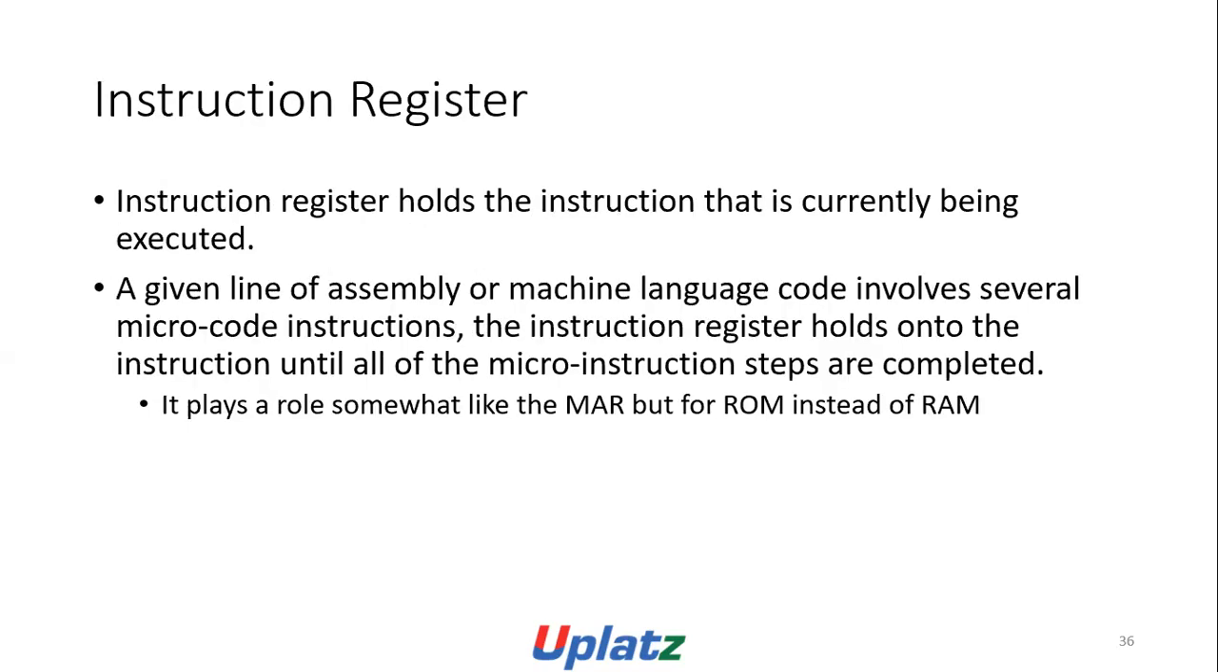The instruction register holds the instruction that is currently being executed. A given line of assembly or machine language code involves several microcode instructions. The instruction register holds on to the instruction until all the microinstruction steps are completed. It plays a role somewhat like the MAR, but for ROM instead of RAM.